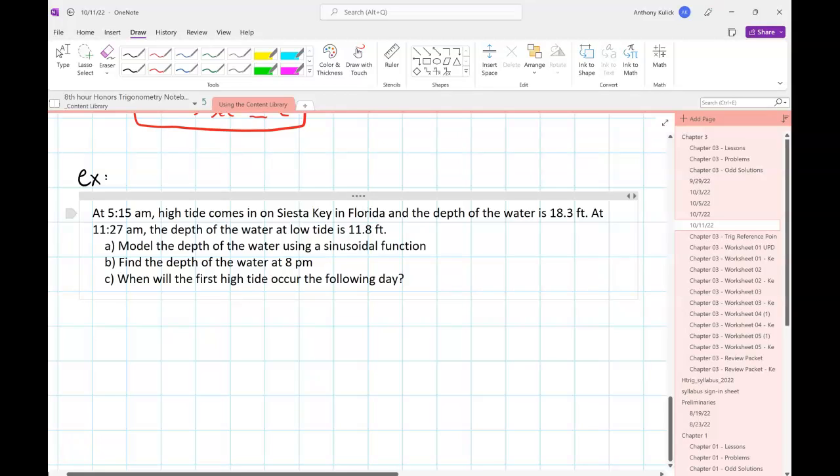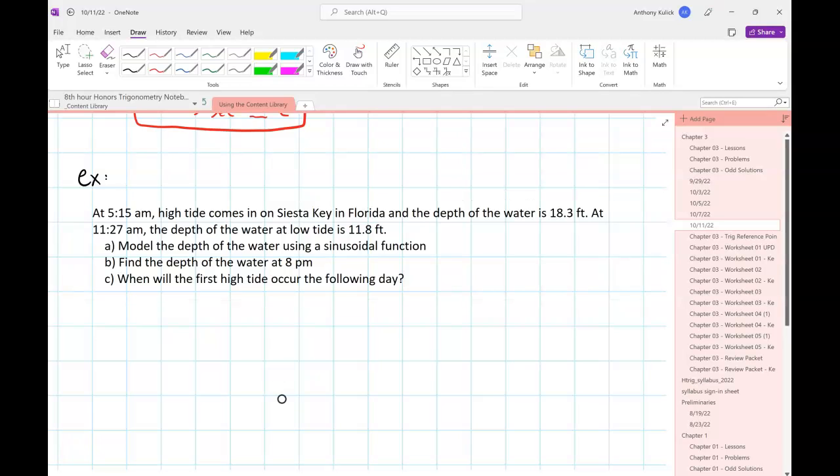All right, at 5:15 a.m., high tide comes in on Siesta Key in Florida, and the depth of the water is 18.3 feet. At 11:27 a.m., the depth of the water at low tide is 11.8 feet. A, model the depth of the water using a sinusoid function. Find the depth of the water at 8 p.m. When will the first high tide come the following day?